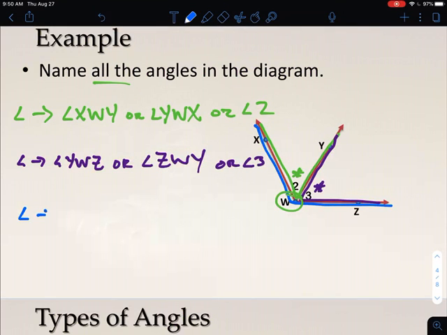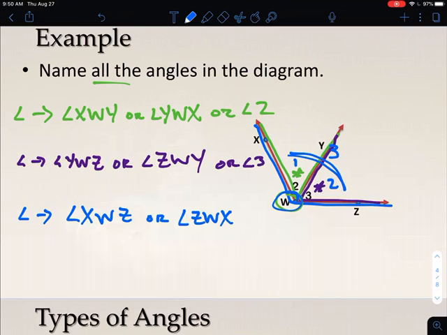And then for the last one, we can do the 3 letters, angle XWZ, or angle ZWX. Now in this case, there's no number associated with this big overall angle, so I can't use a number. Also, because there are 3 different angles, we had the green, the purple, and now the blue angle, at W, I cannot, for any of these angles, call them angle W.